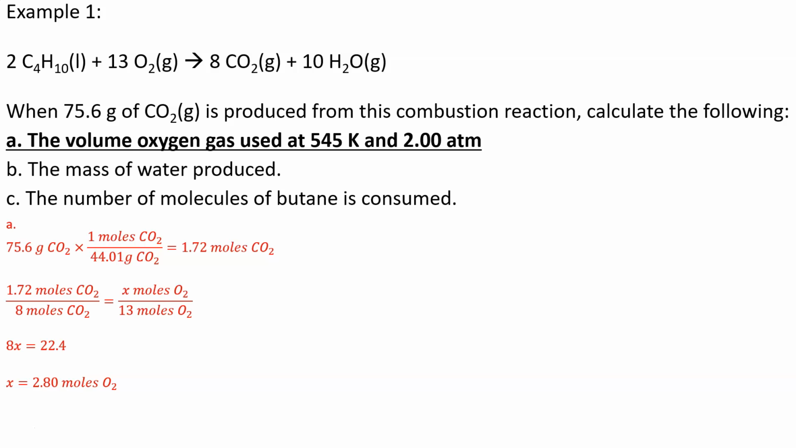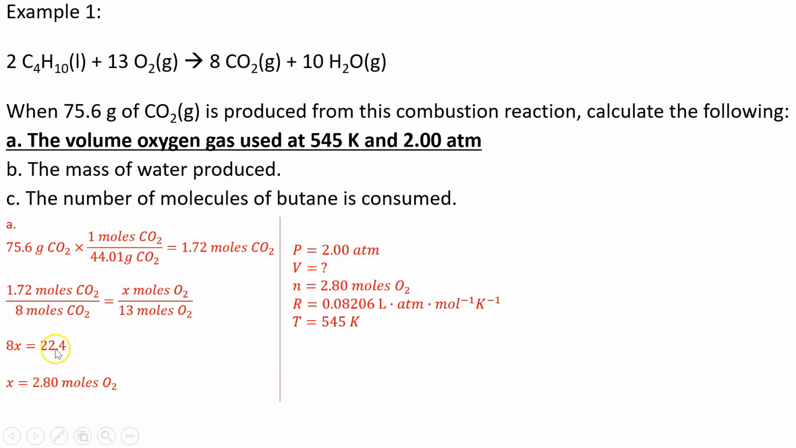I'm specifically looking for the volume, and I have temperature and pressure. So I'm going to use the ideal gas law, PV equals nRT. Let's list out our variables. I have pressure of 2.00 atmospheres. My volume is my unknown. I just found the number of moles of O2 by doing stoichiometry, 2.80 moles of O2. I have the ideal gas law constant, which is R equals 0.08206 liter atmospheres per mole Kelvin, and my temperature is 545 Kelvin.